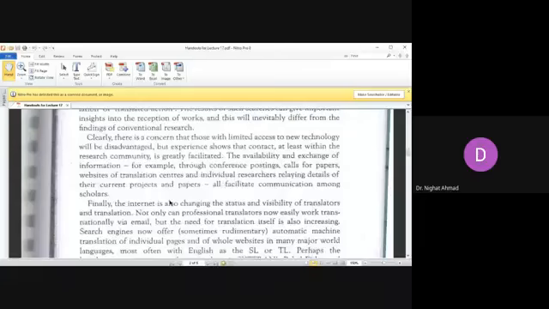So finally, the internet is also changing the status. You're all aware of the internet, and generally speaking you're well aware of what the use of computers is, but look at this specifically as an application in this discipline, translation. So the internet is also changing the status and visibility of translators and translation. Not only can professional translators now easily work transnationally, which also helps speed up the process. How? If somebody working in India or Pakistan wants to get work published in the UK or USA, it will be so easy, just emailing everything. And who else would know better?